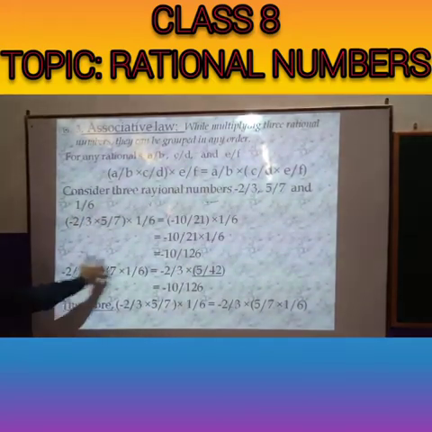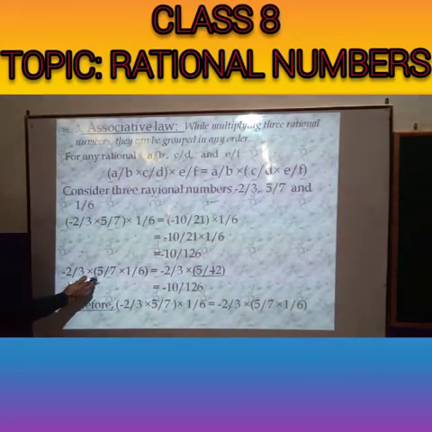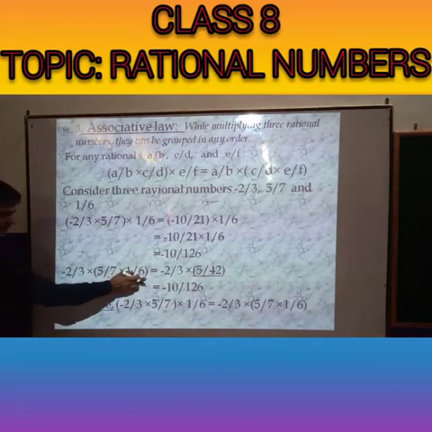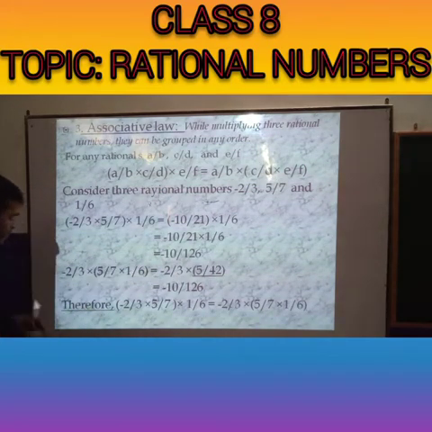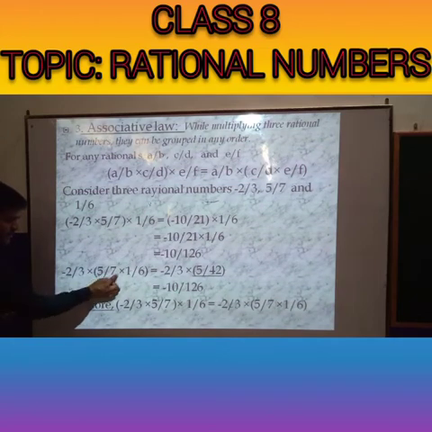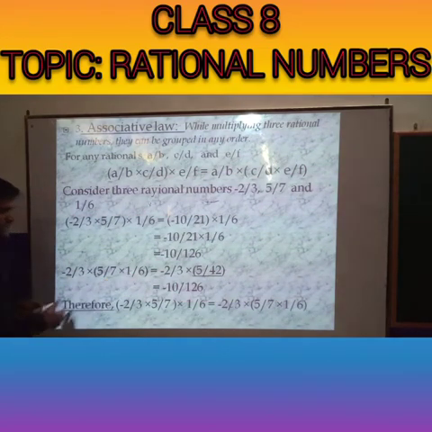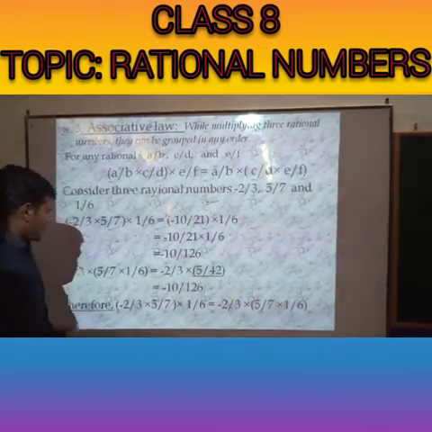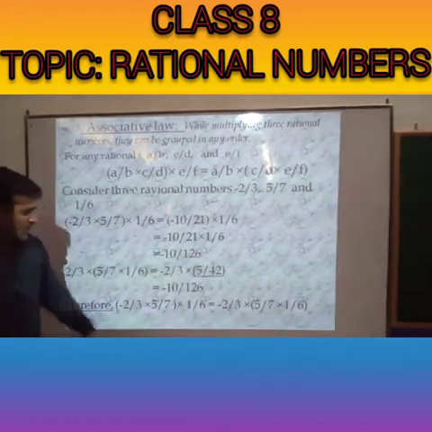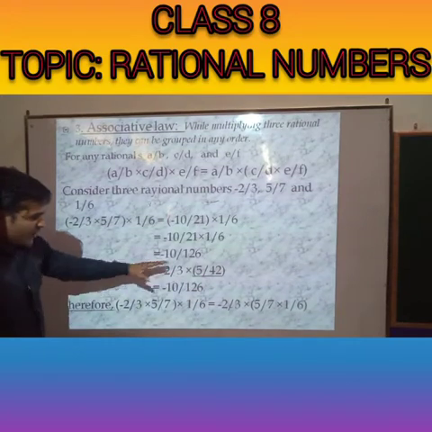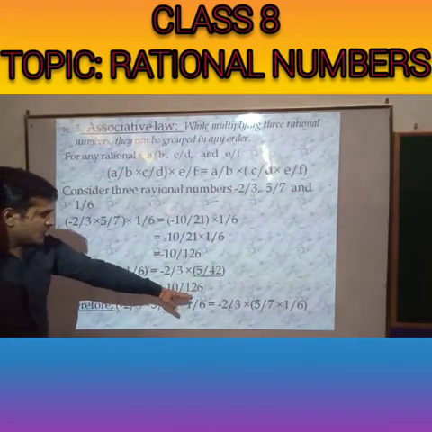Now we change the grouping. First we write 5 upon 7 into 1 upon 6 in a bracket, and after that minus 2 upon 3. The product of 5 upon 7 into 1 upon 6 is 5 upon 42, since 5 into 1 is 5 and 7 times 6 is 42. Now we multiply it and we get minus 10 upon 126.